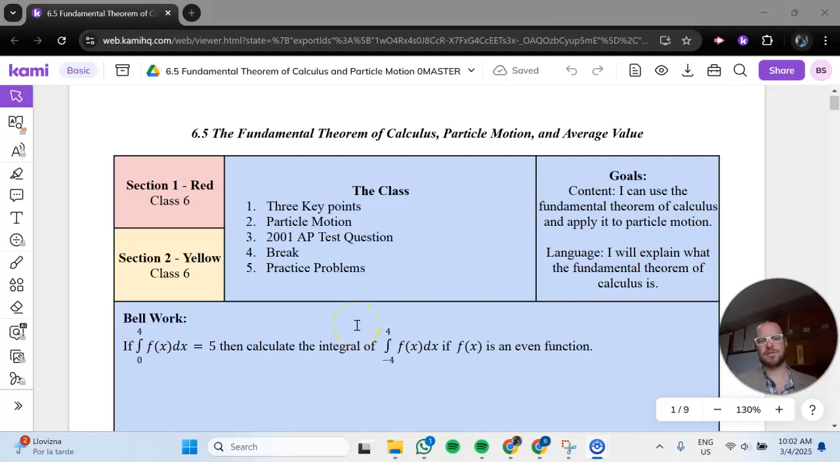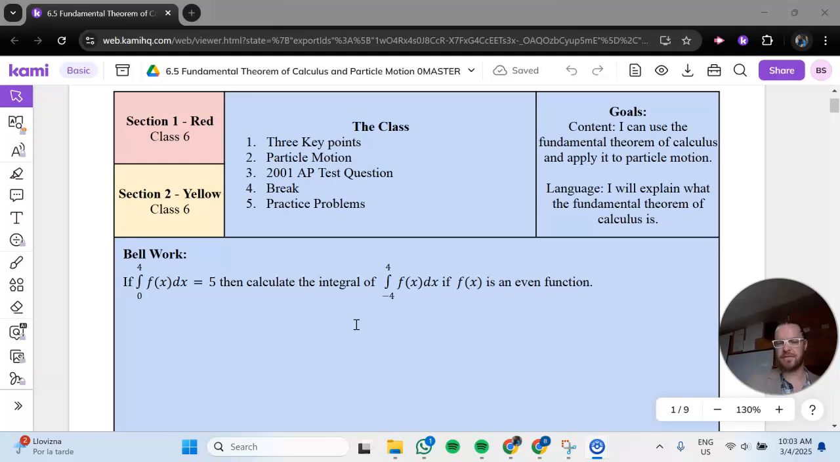All right, guys, continuing on through our Unit 6 here. As always, we'll start off with a little bit of review of last lesson and the bell work. So if you haven't already done that, then give it a pause and give it a try. If you have done it, then stay tuned and we'll take a look at it together right now.